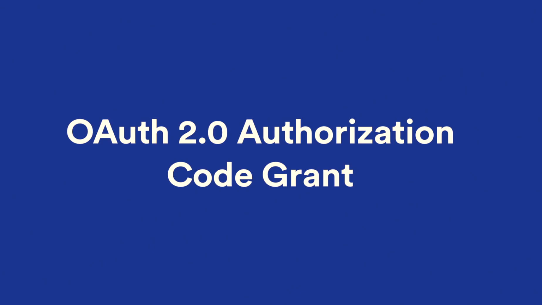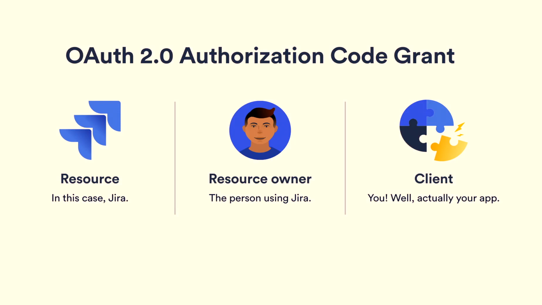So, OAuth 2 authorization code grant. Another show of hands, who here knows about this? OK, cool, a few hands. Just going to quickly review the process. We refer to this authorization flow as three-legged OAuth, or 3LO for short, because there are three parts involved. So we have a resource, in our case, Jira. We have the resource owner, which is a Jira user, and also someone that you provide services to. And we have a client, which is you, actually your app or service.